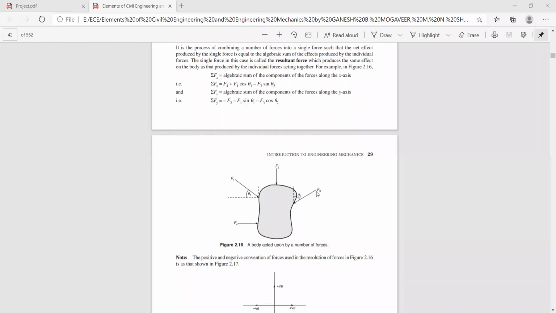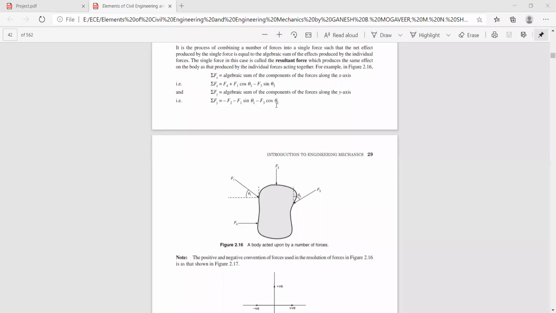And similarly, if you resolve this force, its vertical component is either minus F3 cos theta 2, or it can also be minus F3 sin of 90 minus theta 2. If I consider this angle, this will be its vertical component acting in the downward direction, hence it is minus F3 sin of 90 minus theta 2. Or if you resolve with respect to the vertical axis, then it will be minus F3 cos theta 2.